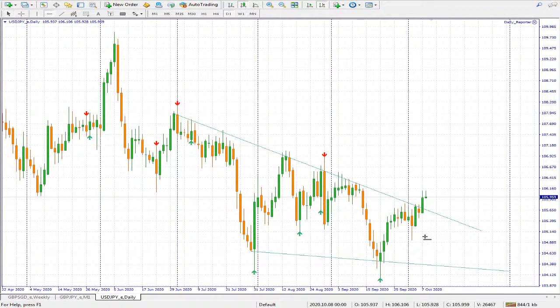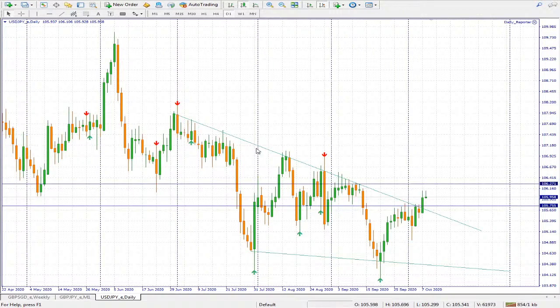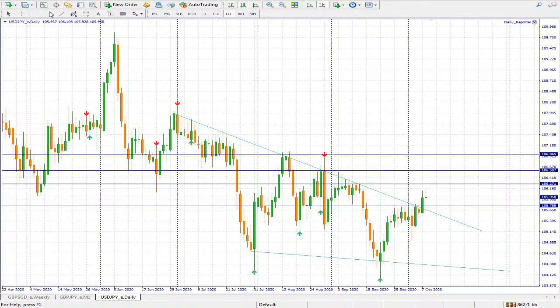We want price to pull back up to that point so that we pick a buy position with our take profit at this point, the next take profit at this point, the next take profit at this point, and then the last take profit is at the top, which is here.